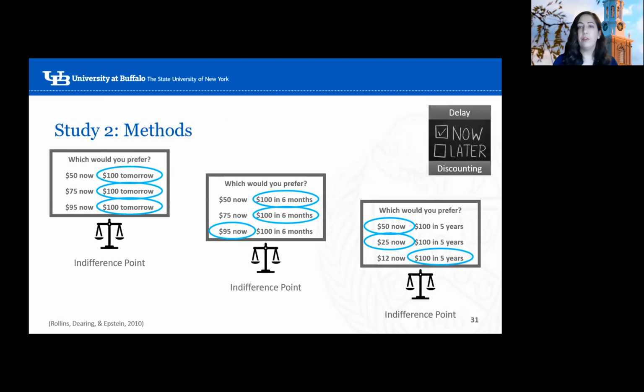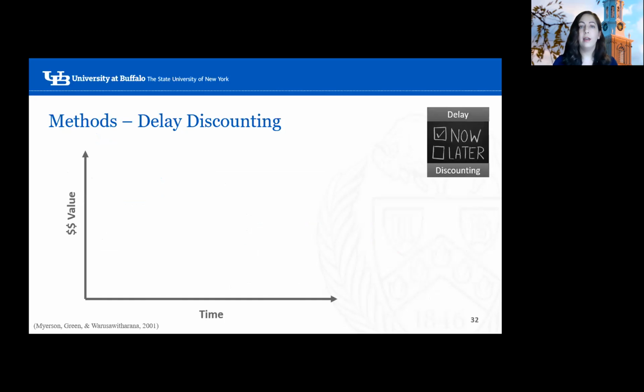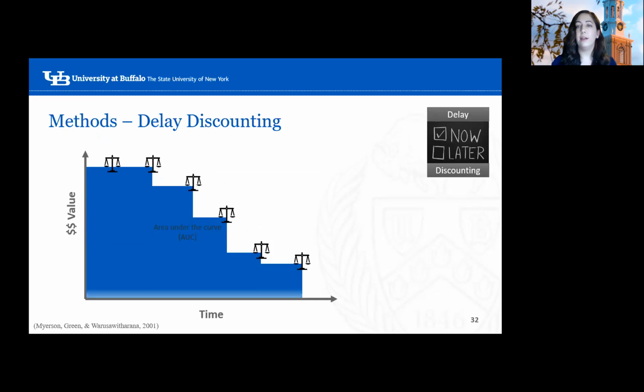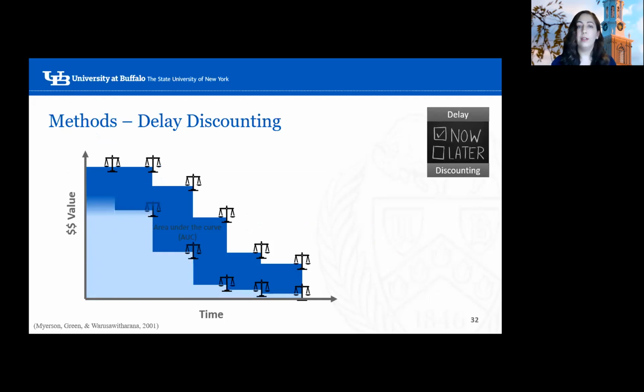So just as I demonstrated, the task moves through 6 delays. Within each delay, it titrates the immediate amount up and down until it zeroes in on an indifference point for each delay, or a point at which the immediate value and the delayed value are equivalent in the participant's eyes. From there, we plot the indifference points for each delay, and in our case, calculate the area under the curve for each participant. Area under the curve is reverse scored, so lower scores indicate more delay discounting.